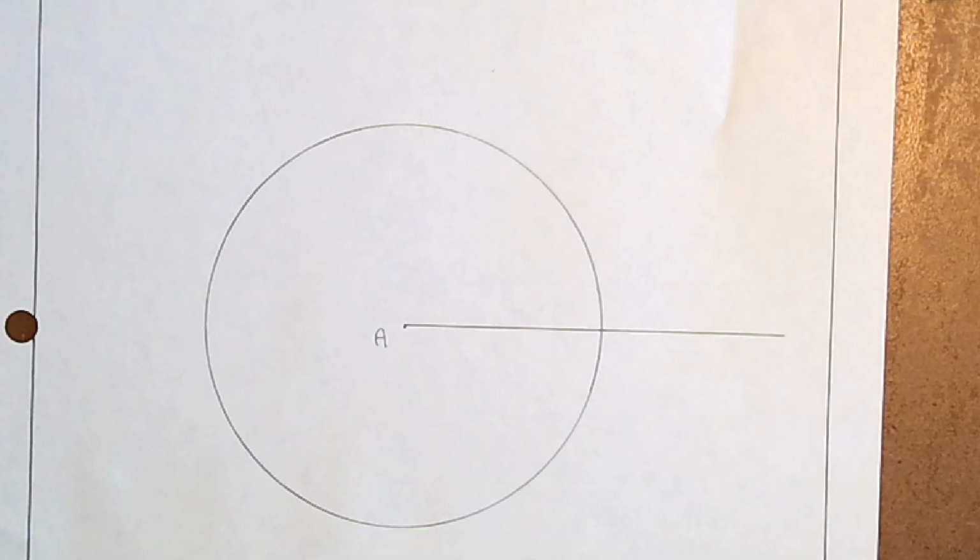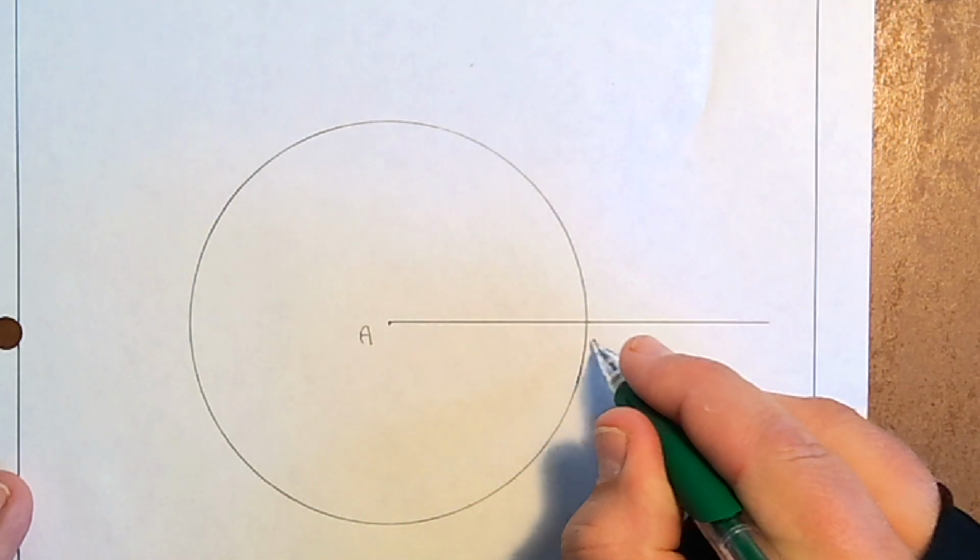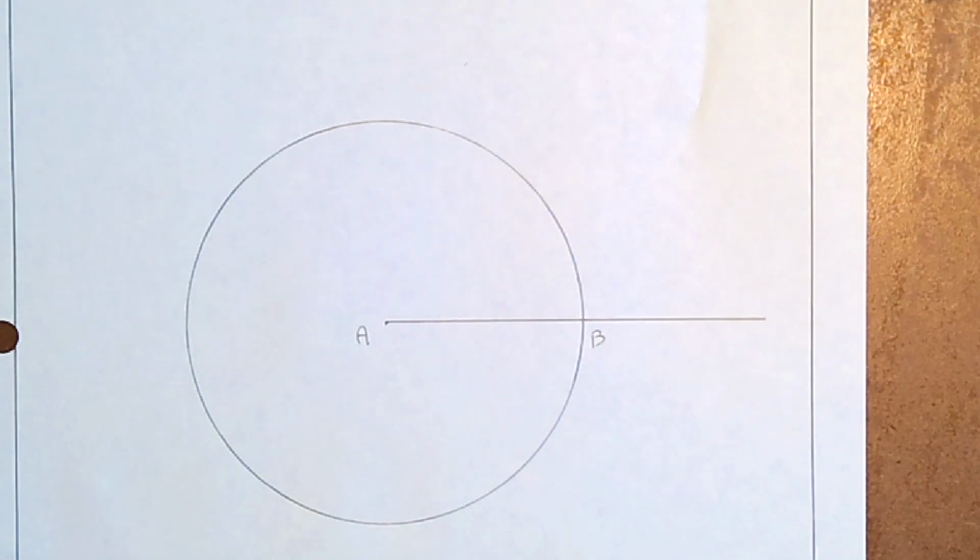All right, let's call the intersection of our first line and the circle point B.